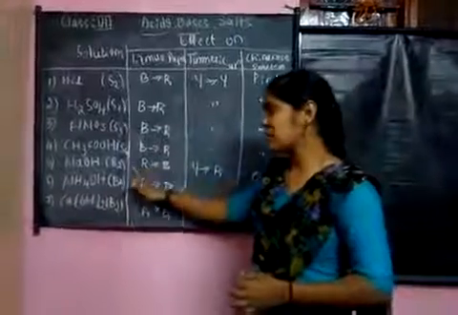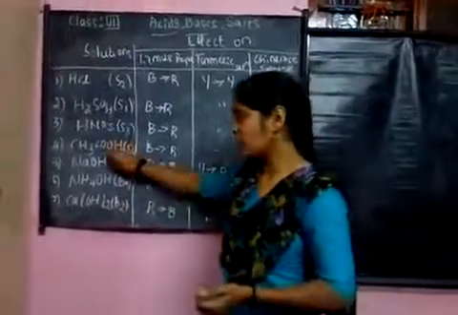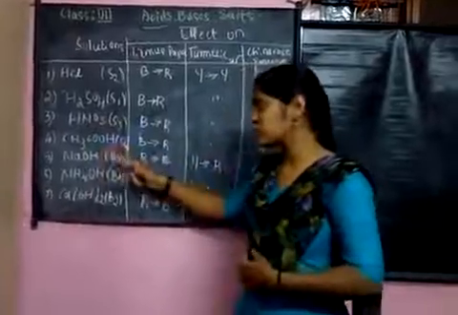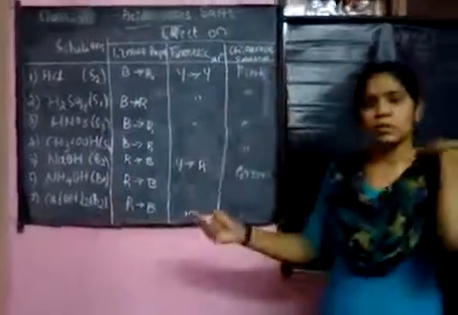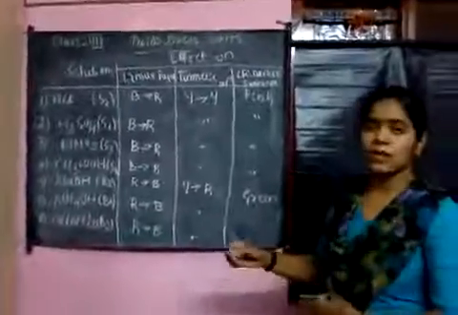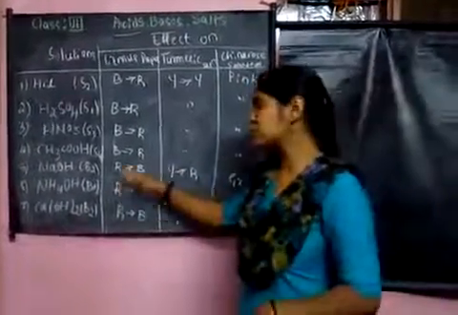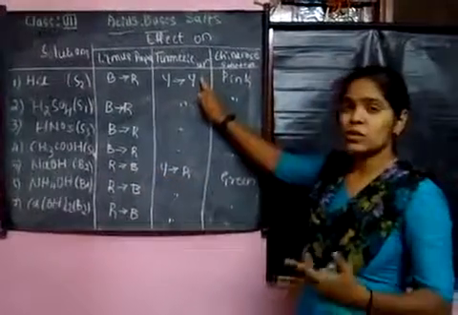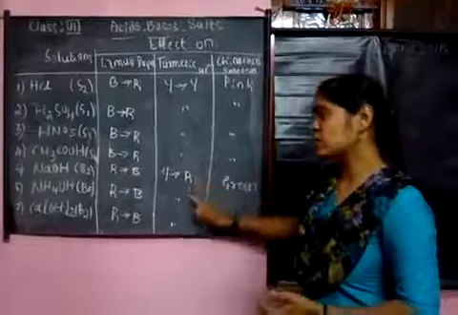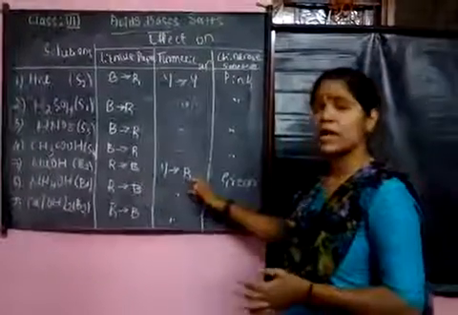If we consider the base materials, the basic chemicals are NaOH, that means sodium hydroxide, then ammonium hydroxide and calcium hydroxide. These are the basic chemicals. Then what happens to a litmus paper? Obviously the red litmus changes to a blue litmus. And what happens to a turmeric solution? The effect on a turmeric solution is that it changes the color from yellow to a red color.